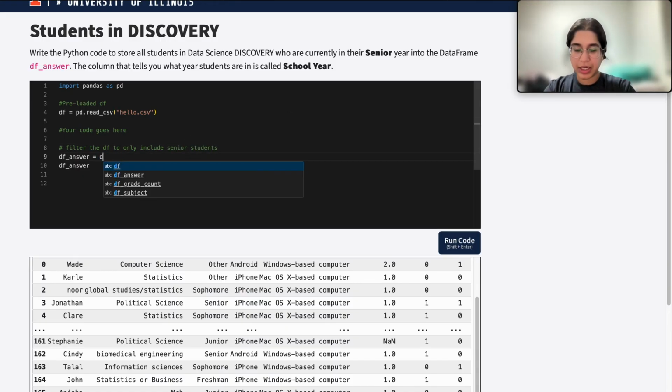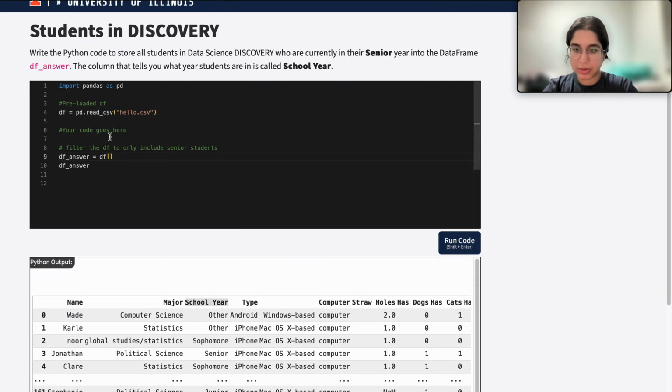And this is where we can use the column school year to narrow that down. To filter this, we have the data frame in brackets, and then we refer to the column, which is school year. Because our column is two words and contains a space, we really want to make sure we're using this bracket notation. If it was school underscore year, then maybe we could use dot notation, but for any columns that are more than one word, or that contain a space, you want to use bracket notation.